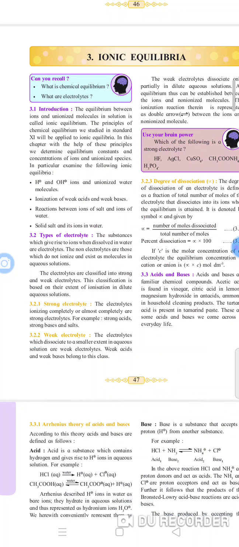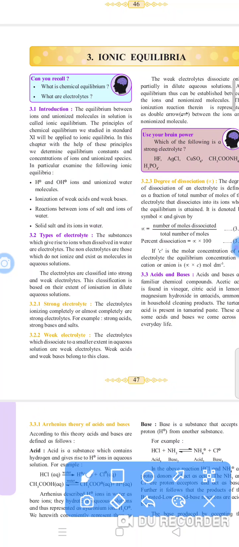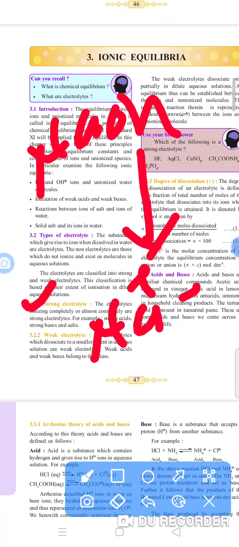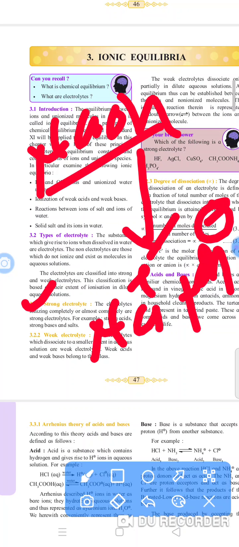Strong bases. For example, NaOH. NaOH is a strong base, and it dissociates completely into Na plus and OH minus. That's why the base NaOH is a strong electrolyte.